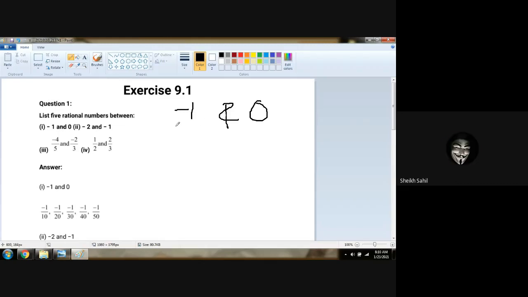Can I say it will be automatically 1 in the denominator? A rational number cannot be a single number. It has to be in numerator and denominator, p upon q. Am I right or wrong? Right. So what are the rational numbers? We have to find 5 rational numbers.